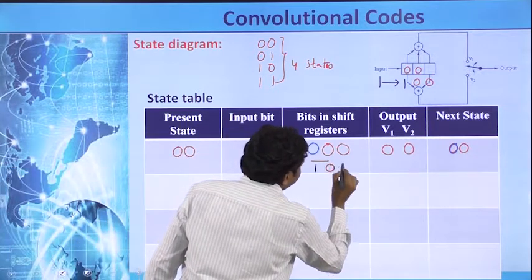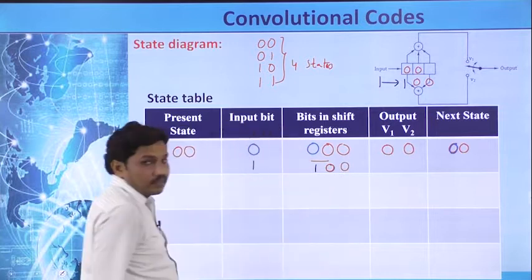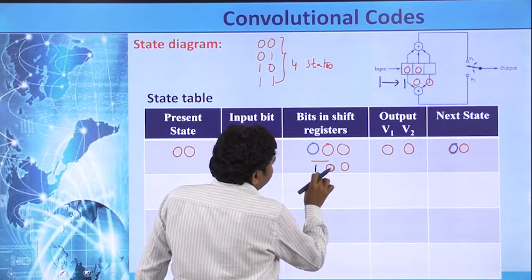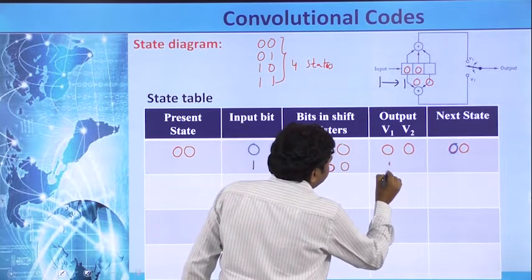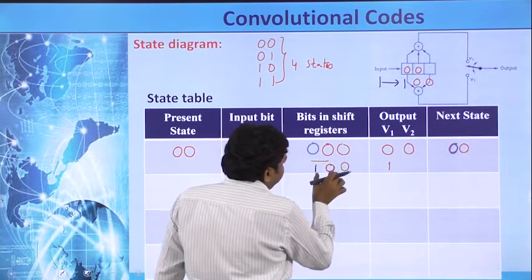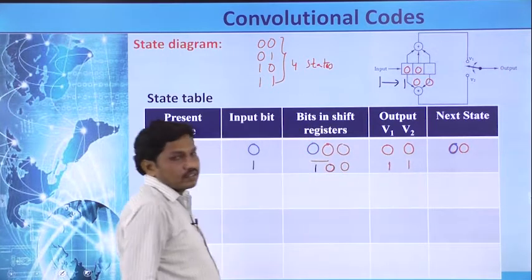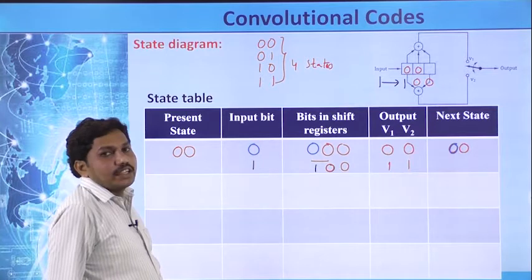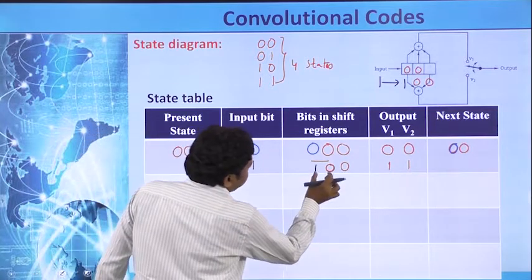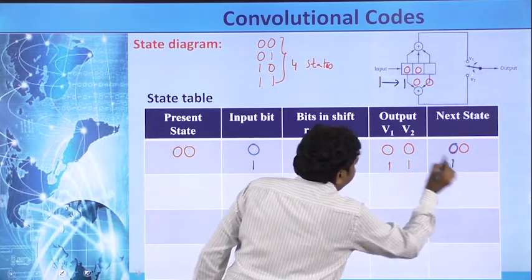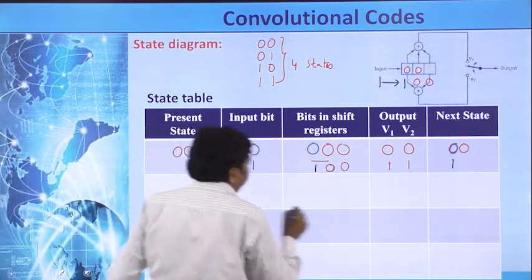1 0 0. So what are the output bits? V1 is the sum of these 3. 1 plus 0 is 1. V2 is the sum of first one and last one. 1 plus 0 is 1. What is the next state? Next state is nothing but the first 2 bits, 1 0. The next state is 1 0 state.